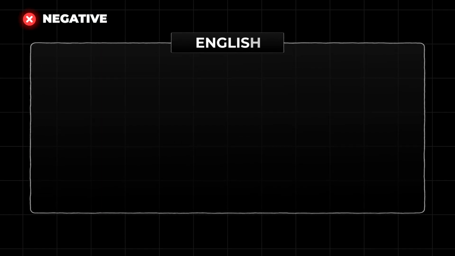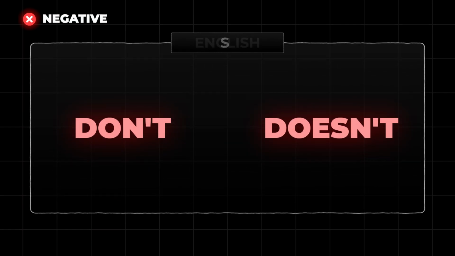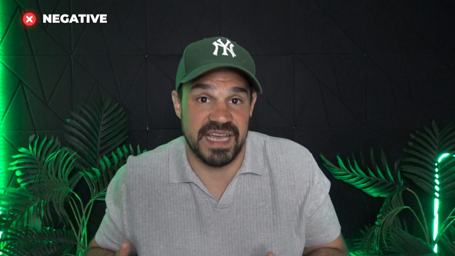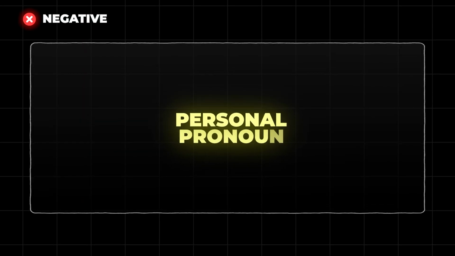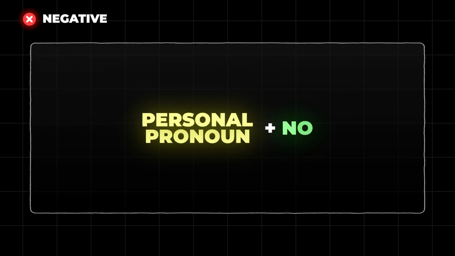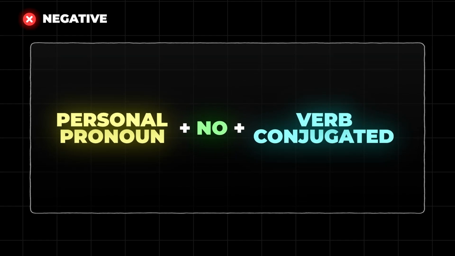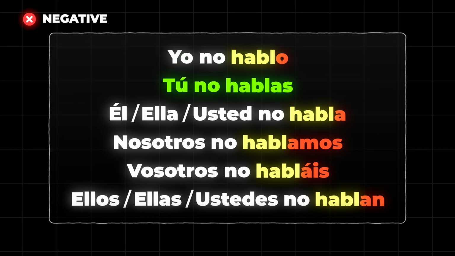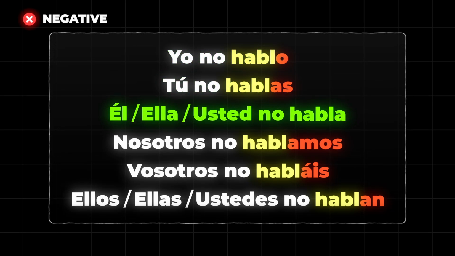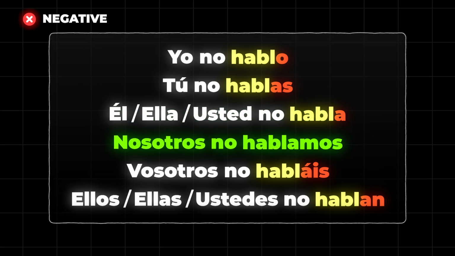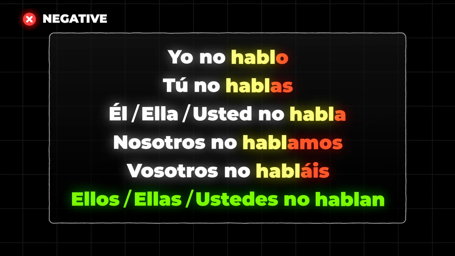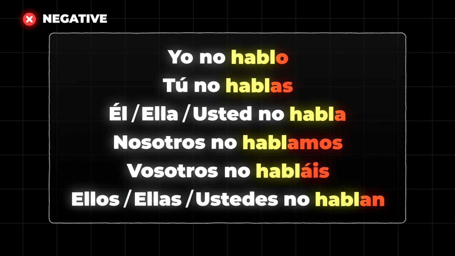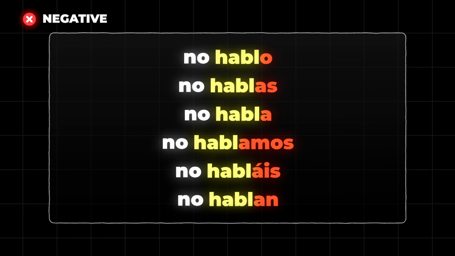The negative in Spanish is even easier. As in English we have don't and doesn't, in Spanish we only have no. And as in English, we have to use this no before the main verb. Personal pronoun plus no plus the verb with the correct conjugation. Yo no hablo. Tú no hablas. Él, ella, usted no habla. Nosotros no hablamos. Vosotros no habláis. Ellos, ellas, ustedes no hablan. And remember that we do not need to say the personal pronoun.